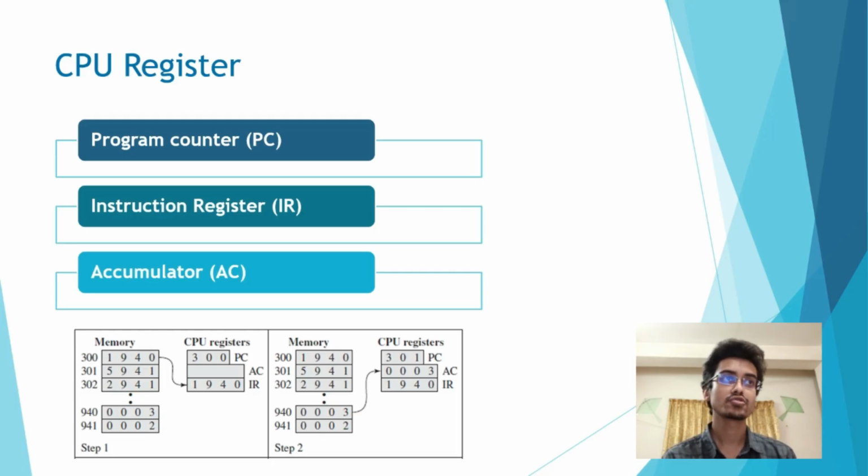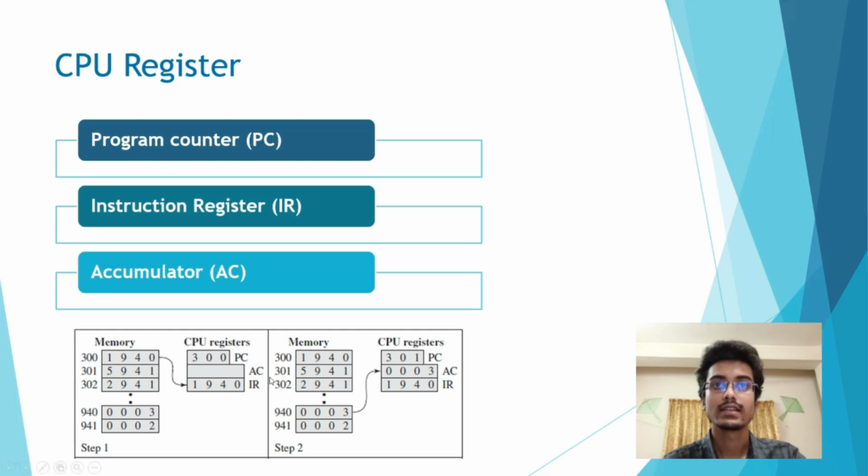A PC is used as a memory pointer. It stores the address of the next instruction to be executed. This register is used to sequence the execution of instructions. Then we have the IR. An IR holds the instruction until it is decoded.